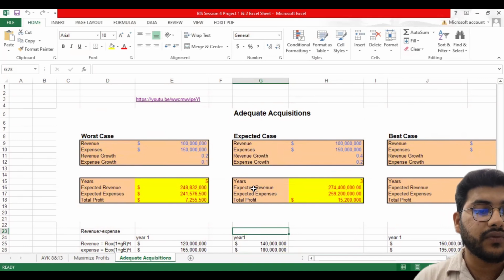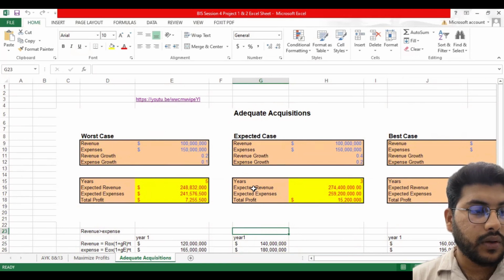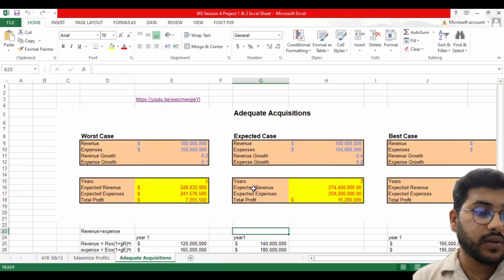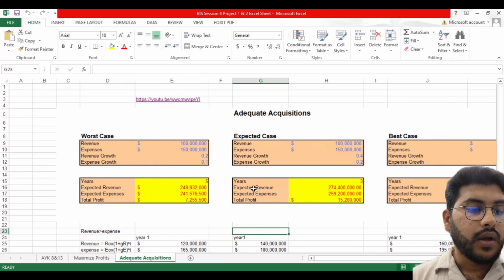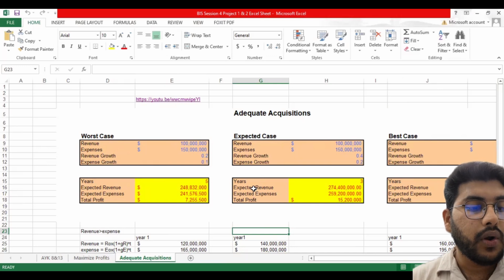We need to test revenue growth between 20% and 60%, and expense growth between 10 and 30%. The core calculation is simply a yearly projection. New revenue is the previous year's revenue multiplied by 1 plus the revenue growth rate. Similarly, the new expenses are the previous year's expenses multiplied by 1 plus the expense growth rate. So the company's expected total profit is expected revenue minus expected expenses.